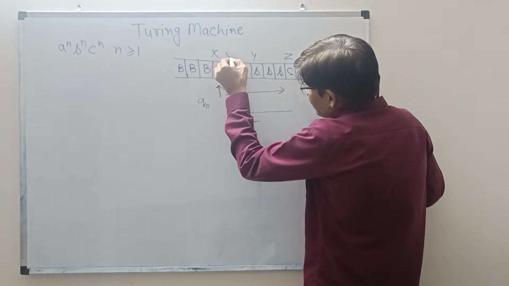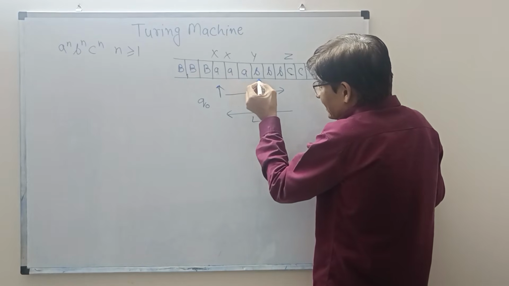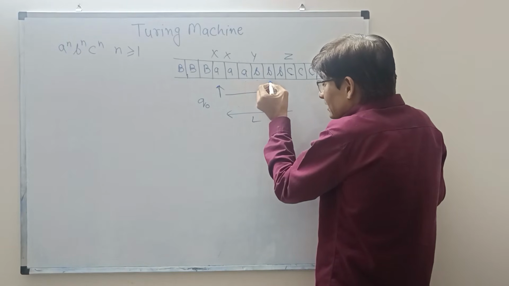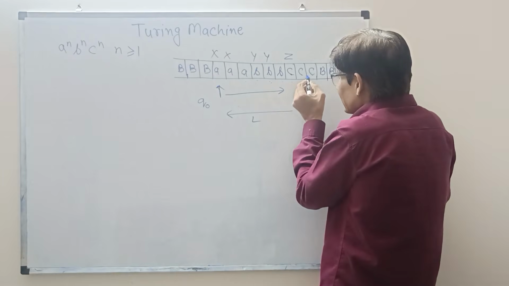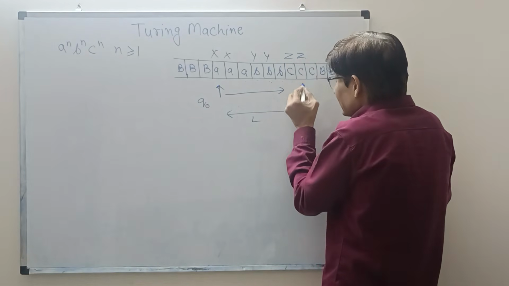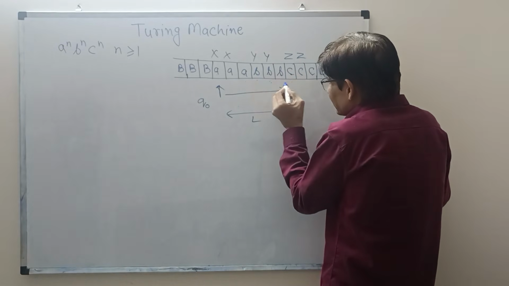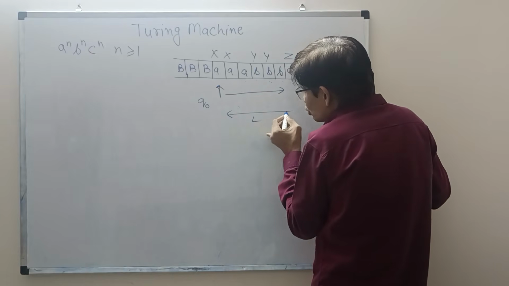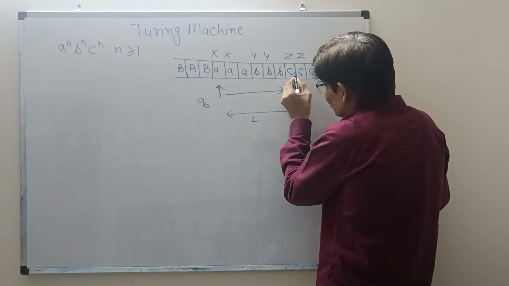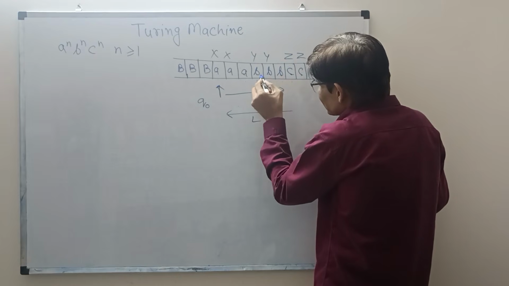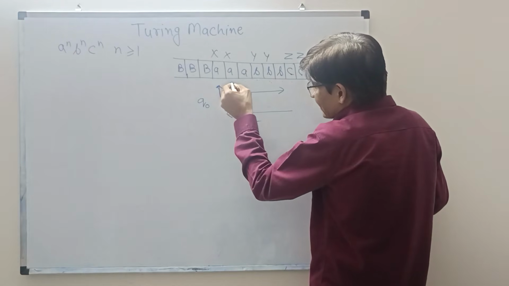This time you will convert this A into X, then you will skip this A and this Y, and then the next B will be converted into Y, then you will skip this B and this Z, and the next C will be converted into Z. As soon as you convert this C into Z, you will reverse the direction of your movement. So you will move in the reverse direction now. After converting this C into Z, you will skip this Z, you will skip this B, all characters, until you get X again.